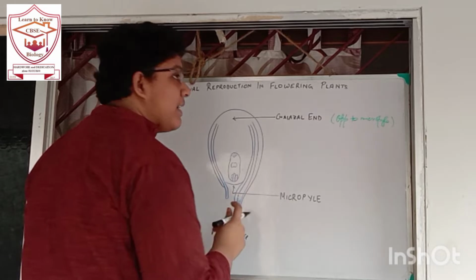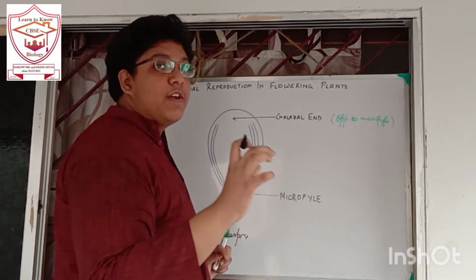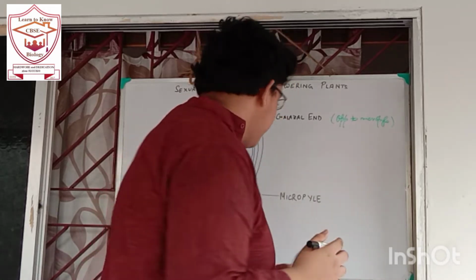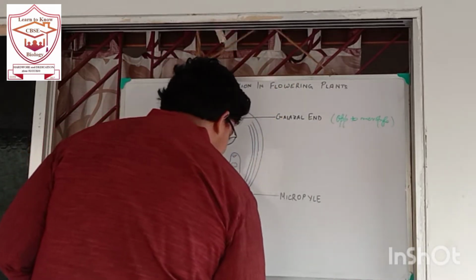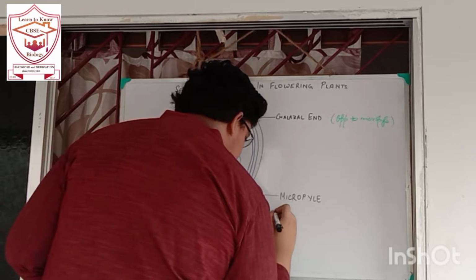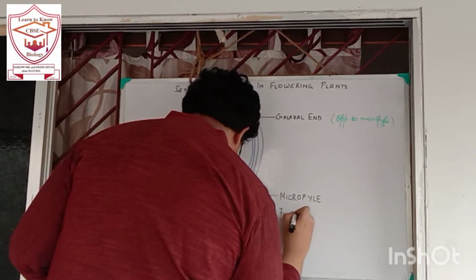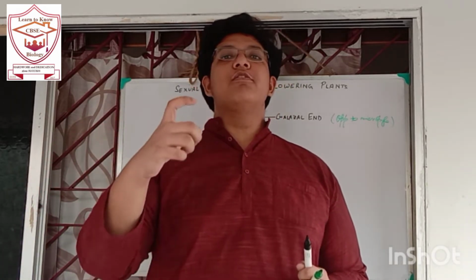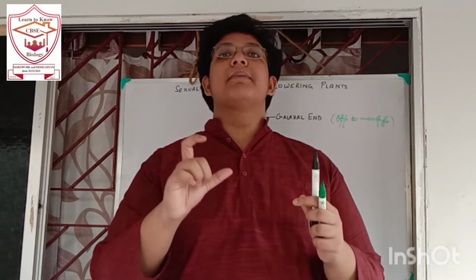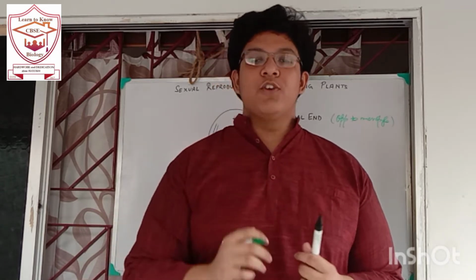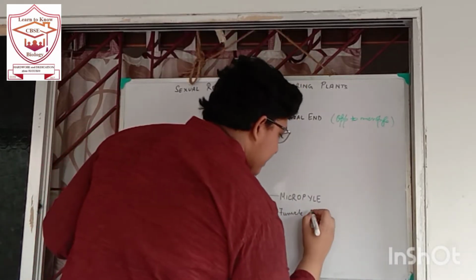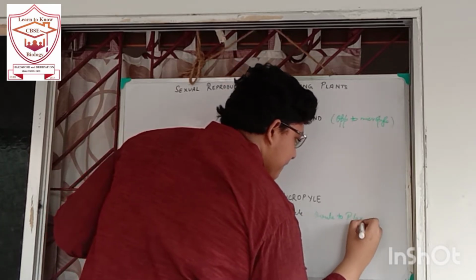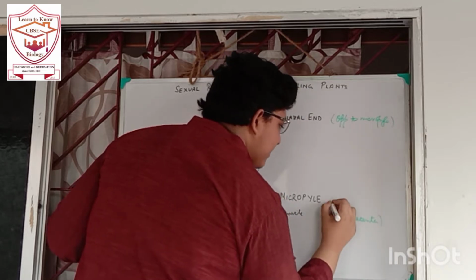Hilum is the portion that attaches the ovule to the funicle. Before I discuss hilum, let me discuss funicle. This portion is the funicle. The portion where the ovule is attached to the placenta by means of a stalk is known as funicle. So, this is ovule to placenta. Micropyle is for diffusion of gases.